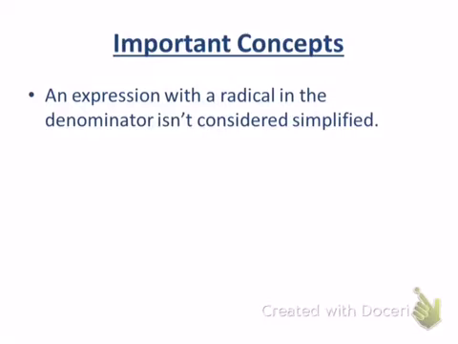Now here's a couple of important concepts. An expression with a radical in the denominator isn't considered simplified. It's an important fact. In other words, if we had 2 over the square root of 3, that's not simplified. Why is it not simplified? Because it has a radical in the denominator of the fraction.